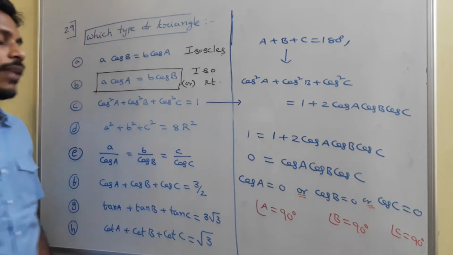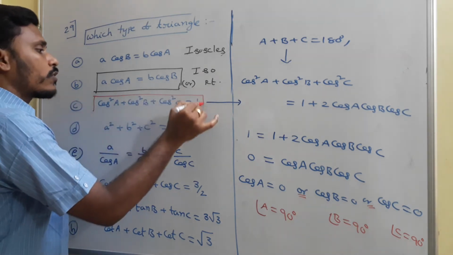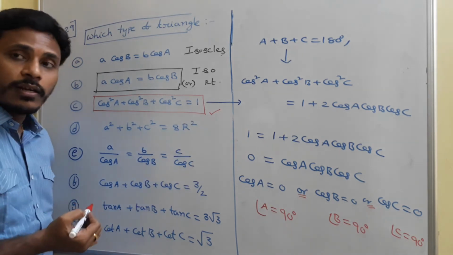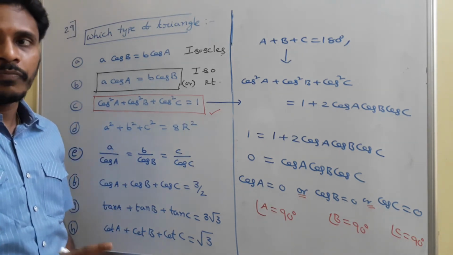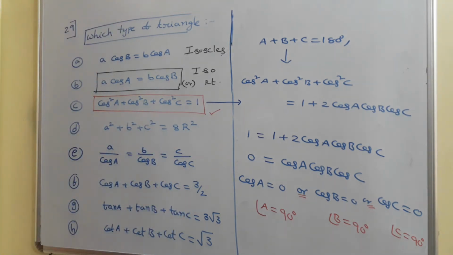Any one of these three will happen, and that's why at the end we conclude that if cos square a plus cos square b plus cos square c equals 1, then we say the triangle is what? Since one angle is 90, we say it is a right angle triangle. So the type of the triangle for the third case is a right angle triangle. Just have a look.